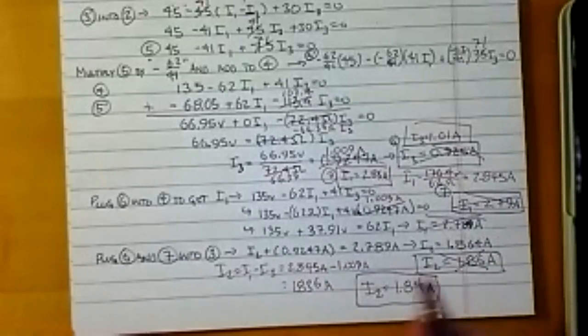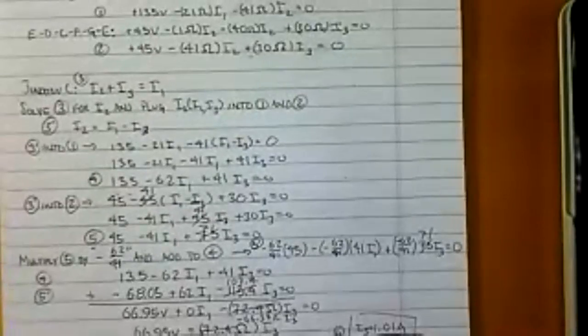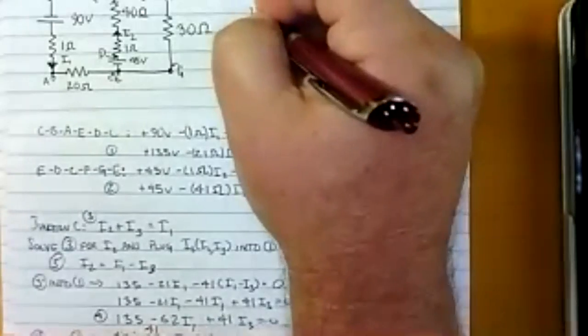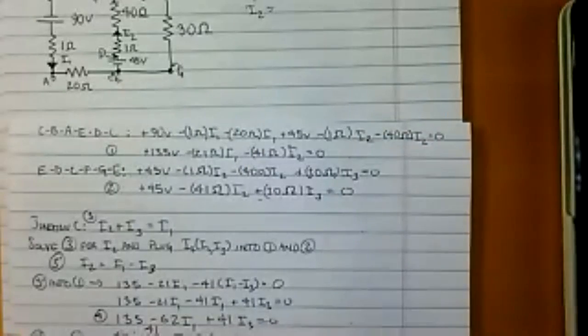Now the beauty of this is I finally got an answer. I'm going to write down this answer up here just to keep track of it. So it turns out I1 is equal to 2.85 amps, I2 is equal to 1.84 amps.